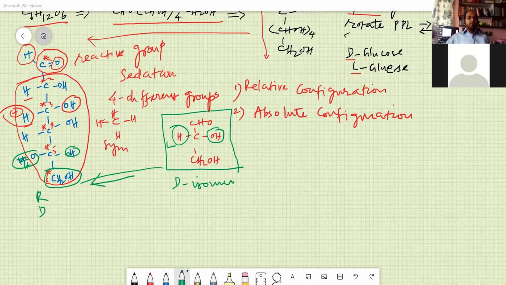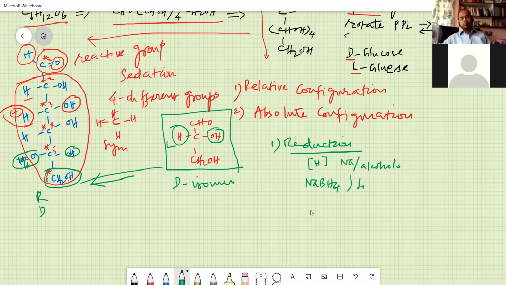So the first reaction which I am going to tell you is, okay, let me take the reduction. What are the reagents that we use for reduction? The reagents which we use for reduction are hydrogen, and then we use sodium in alcohol, and then we also use sodium borohydride, lithium aluminum hydride, something like this.